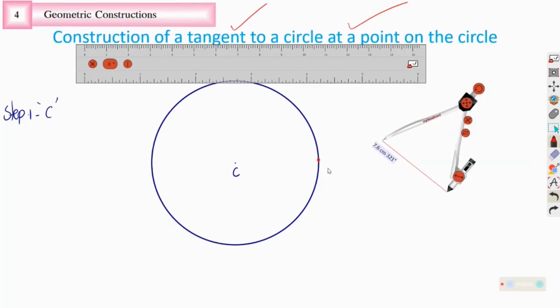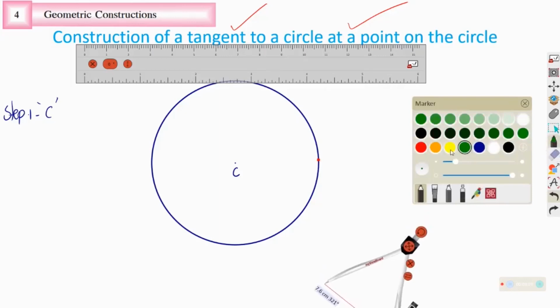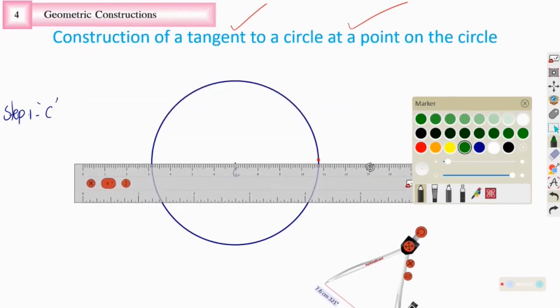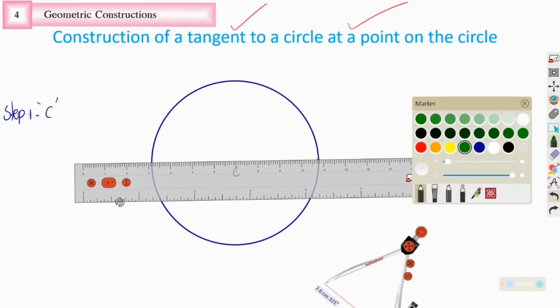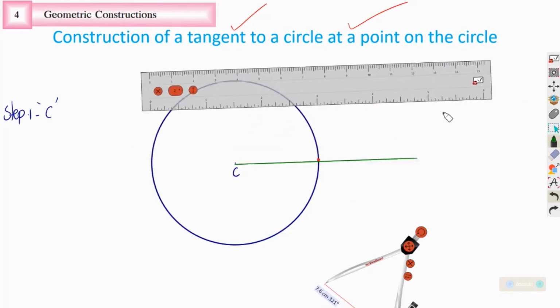This point. So what I will do is, I will bring the scale and draw a line passing through that point. It is a little slanting, no problem. Passing through that point, I have drawn a line segment and I am marking it as P here. Through this point, I have to draw a tangent.